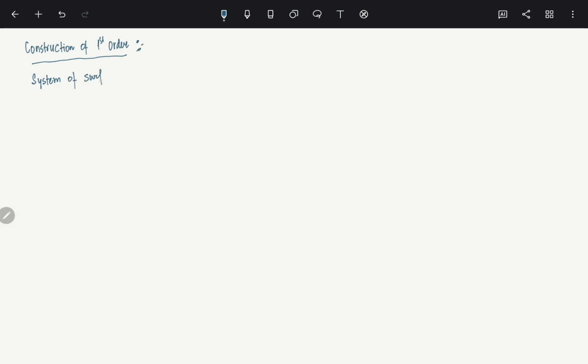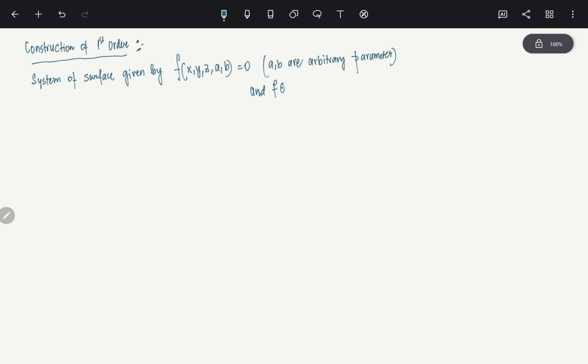Geometric means a system of surfaces, which will be given by some capital F, small f, of x, y, z, a, b equals to 0, where a, b are the parameters. Okay, these are arbitrary parameters essentially. Now what happens is, you see, once you have something like this, and f is C1. So basically what I am trying to say is this: it is smooth with respect to all the variables x, y, z, a and b.